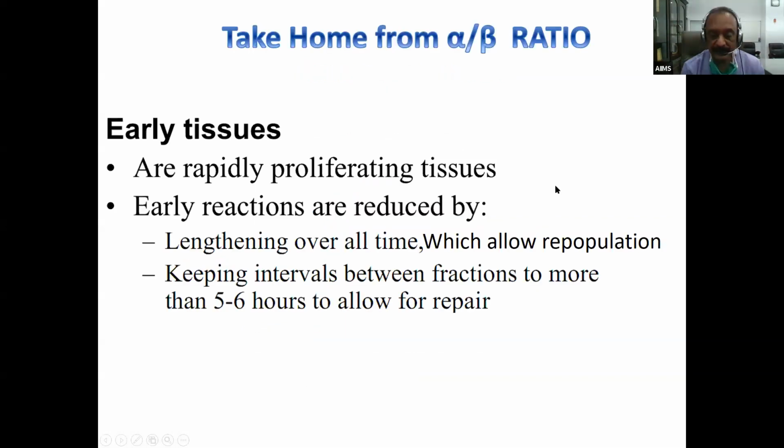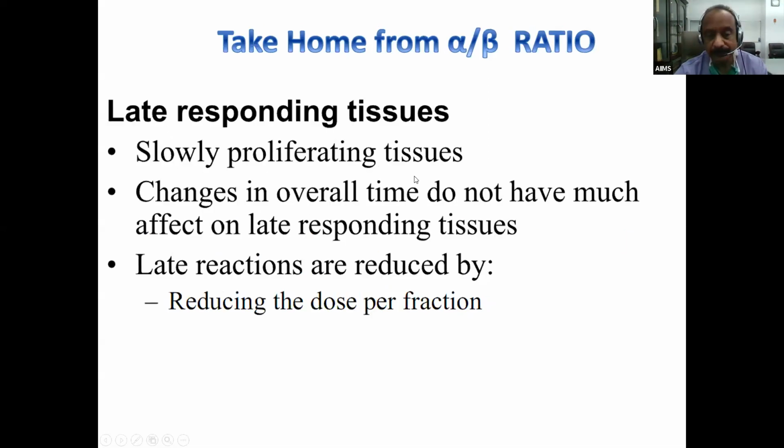So these were the various factors on which normal tissue injury depends. And just to summarize, the early tissues are rapidly proliferating tissues. Early reactions are reduced by lengthening the overall treatment time, which I have already discussed, and by keeping the interval between fractions to more than 5-6 hours so that repair of sublethal damage takes place. Late responding tissues are slowly proliferating tissues. Changes in overall treatment time do not have much effect on late responding tissue, as I have already discussed. And late reactions are reduced by reducing the dose per fraction, as I already discussed.